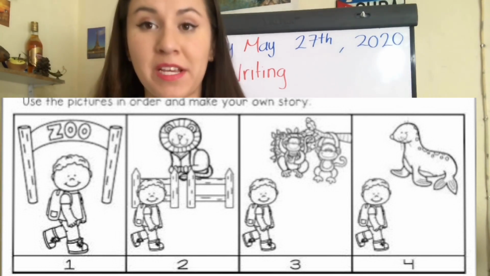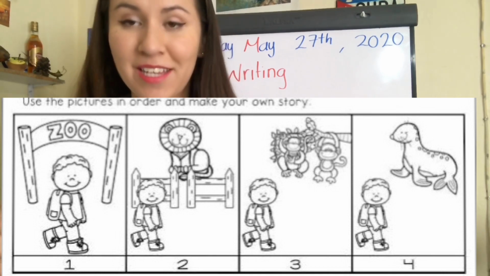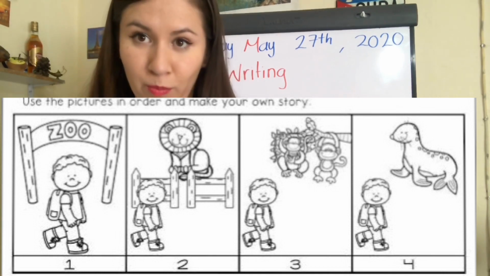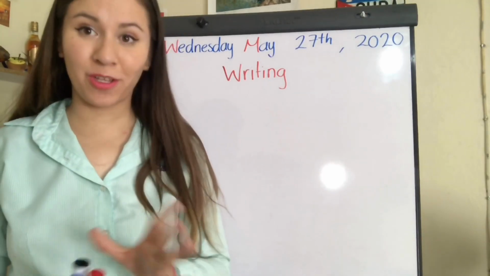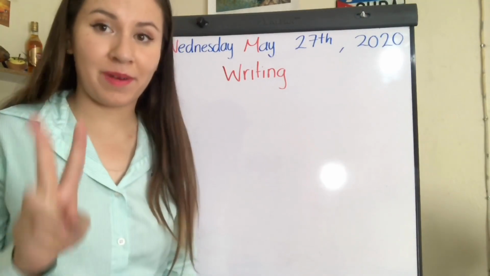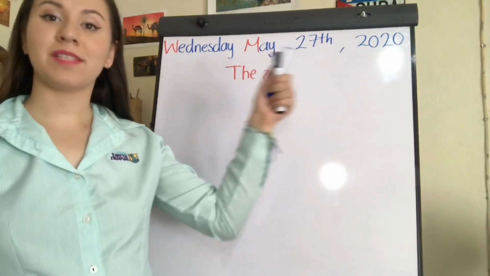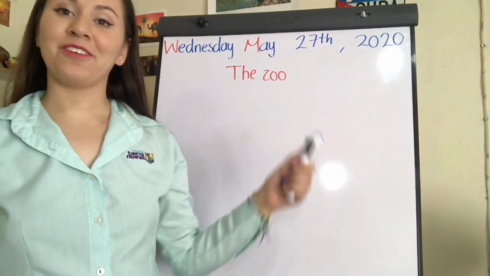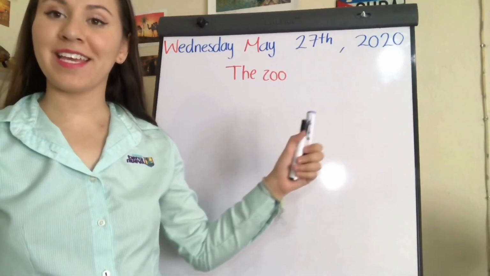With this picture, you're gonna follow a story, and you're gonna write it in your white notebook. So first step, I ask you to open your white notebook. Remember, second part, journal. You're gonna write the date, Wednesday, May 27, 2020. And you're also gonna write the title. The title of today is The Zoo.